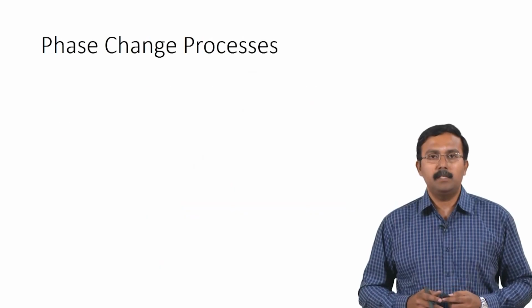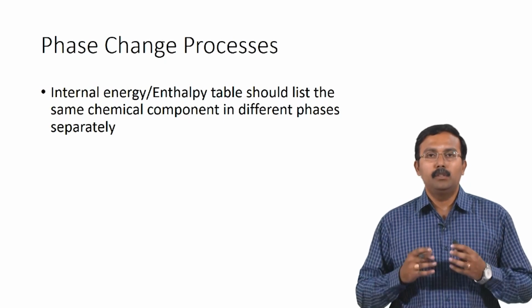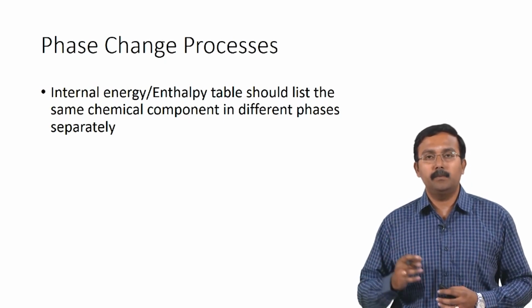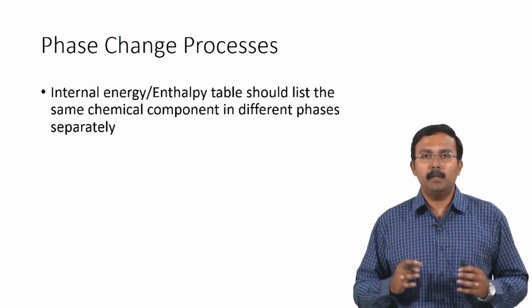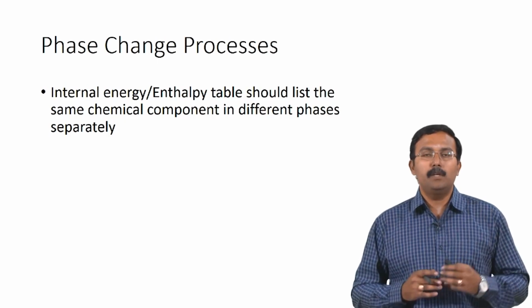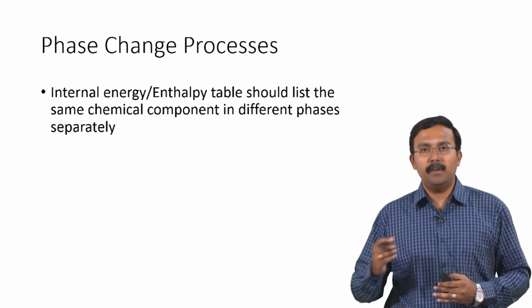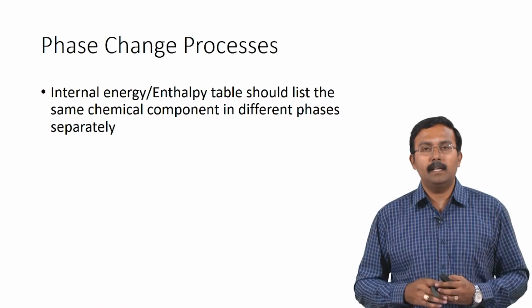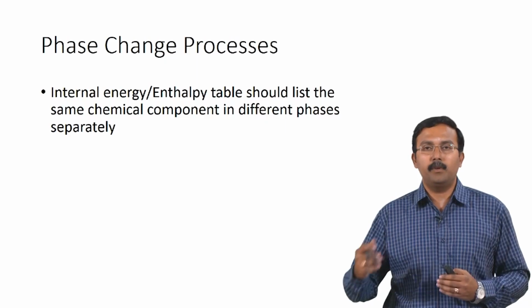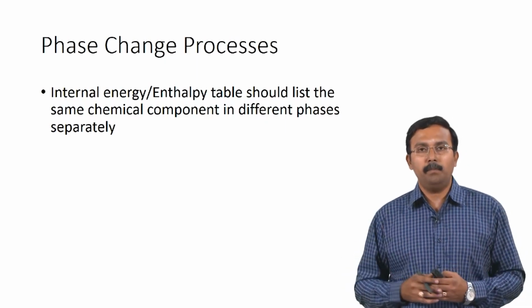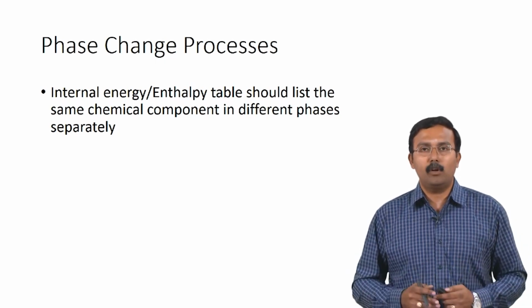First thing we need to remember is, for phase change operations, the internal energy or the enthalpy table should list the same chemical components which are occurring in different phases separately. So when we build the enthalpy table during the energy balance calculations, we usually list out all the components that are present in the system. So here there are phase changes happening. So to explicitly account for that, we need to ensure that the different phases are distinctly listed. For example, if you have methanol liquid and methanol vapor coming in, then these should be listed as methanol liquid and methanol vapor, although they are the same chemical component.